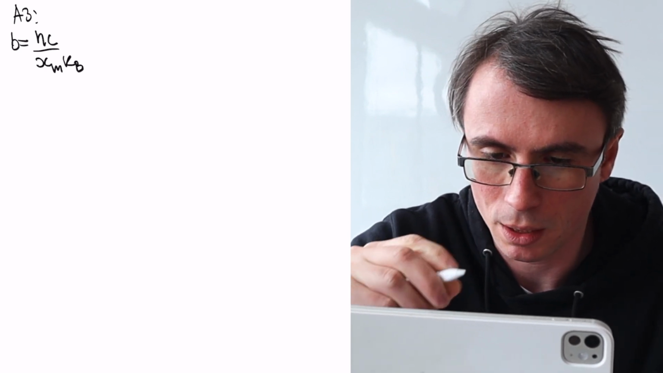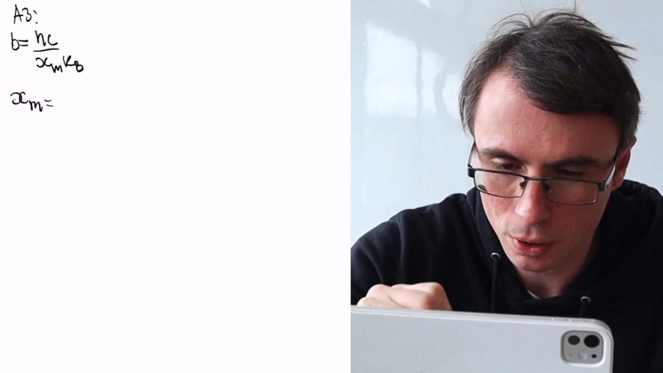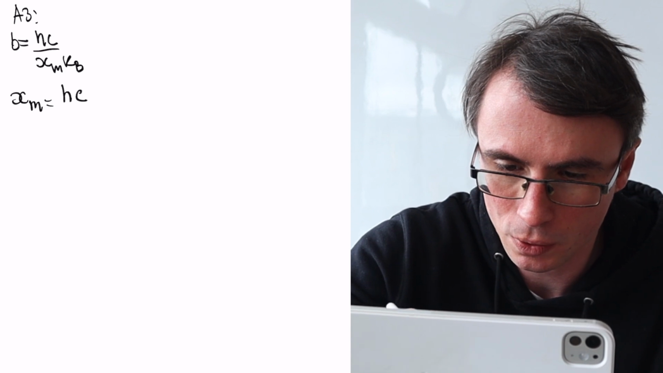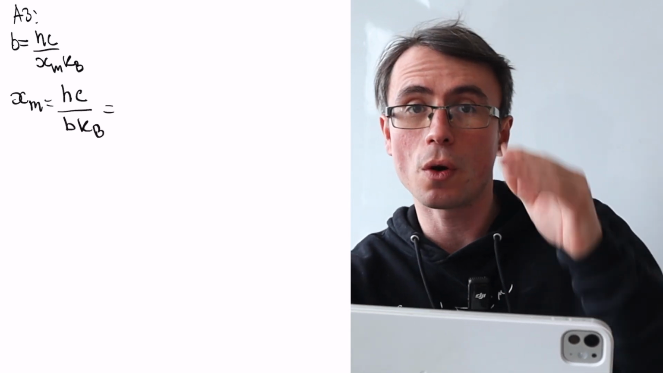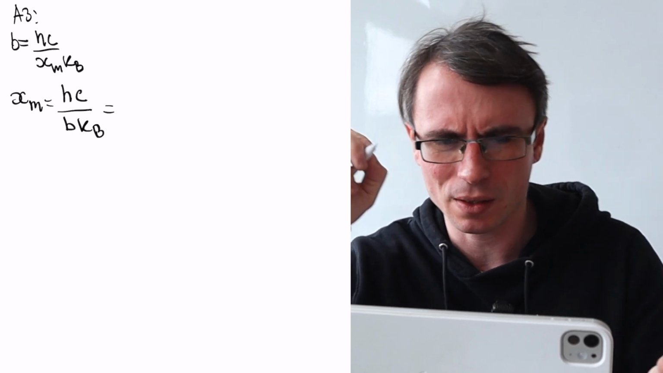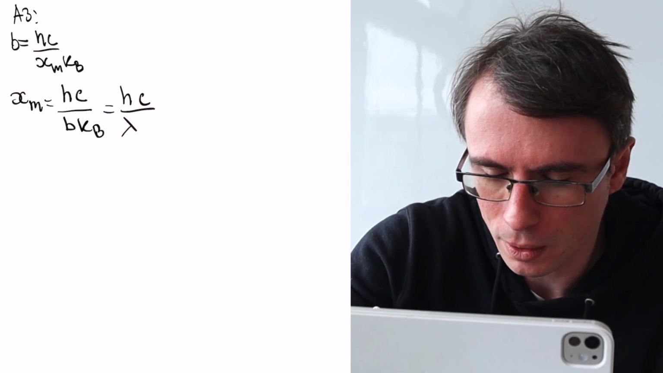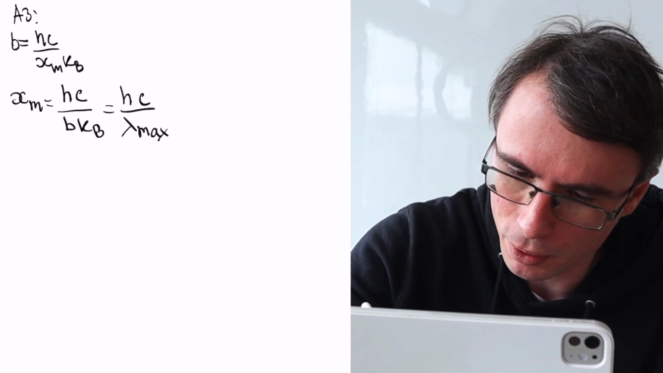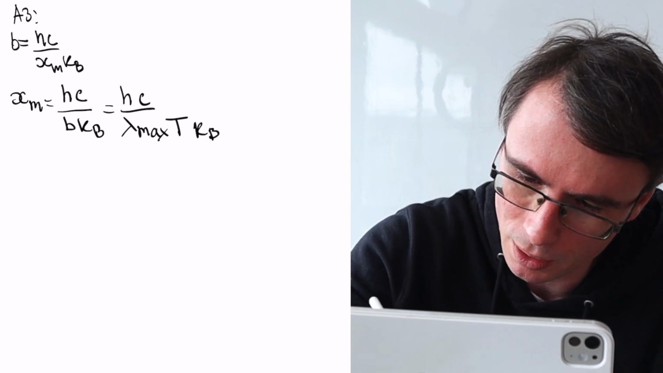Then what does that mean? Well, xm is just going to be equal to hc over b kB, but we also know that the value of the constant b is just equal to lambda max times T. So this here is hc over lambda max multiplied by T multiplied by Boltzmann's constant.